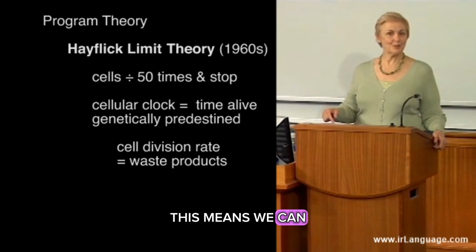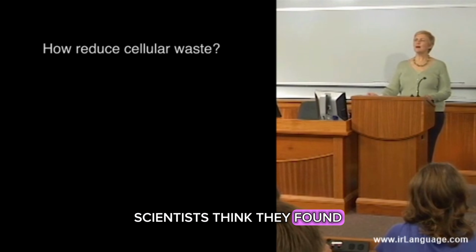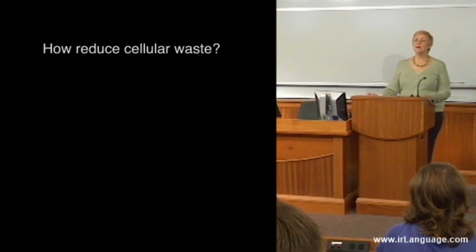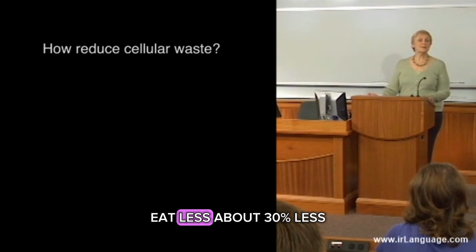So how do we reduce cellular waste? Well, some scientists think they found an effective way to do this. Eat less, about 30% less. It's called calorie restriction, or CR. You cut out foods high in calories and low in nutrition, like those desserts we all love, and replace them with foods that are high in nutrition and low in calories, like fresh vegetables, for example.